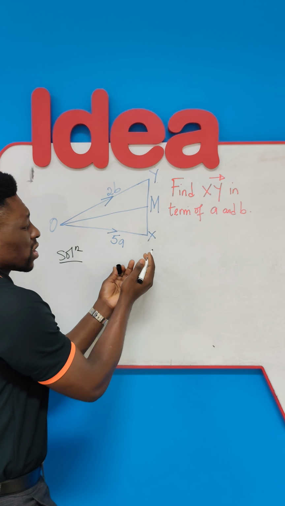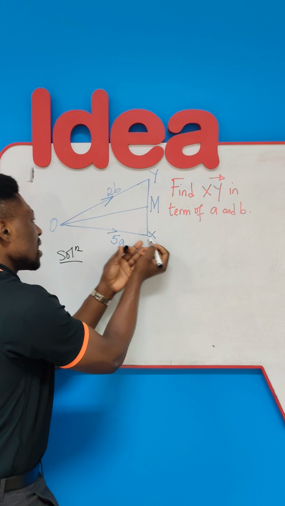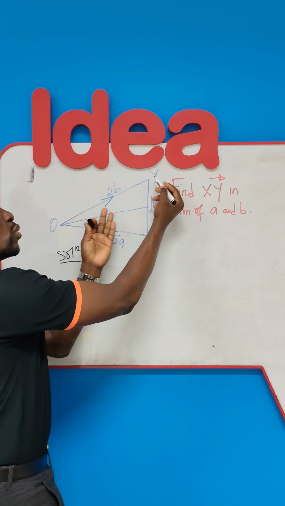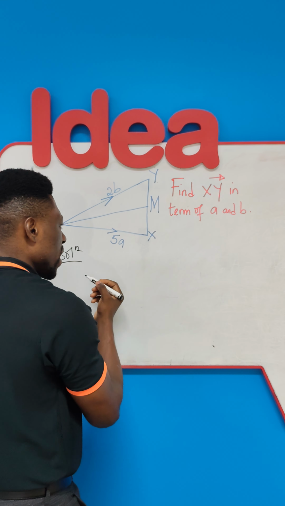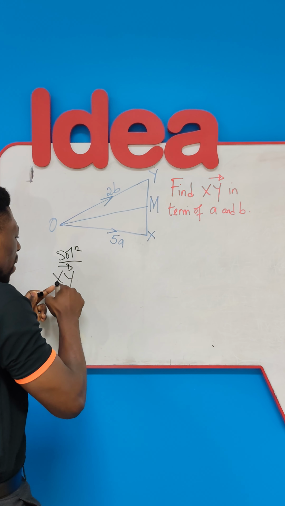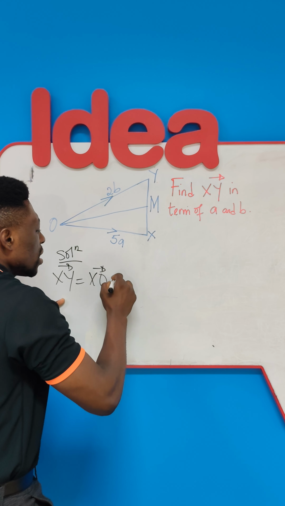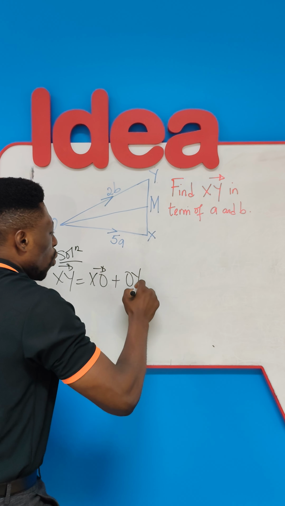Now, one of the easiest possibilities is from x to y, we move first from x to O and then from O to y, okay? I'm going to write this down in vector language. I will say xy, it means to move from x to y. I will first leave from x to O in this direction and then O to y.